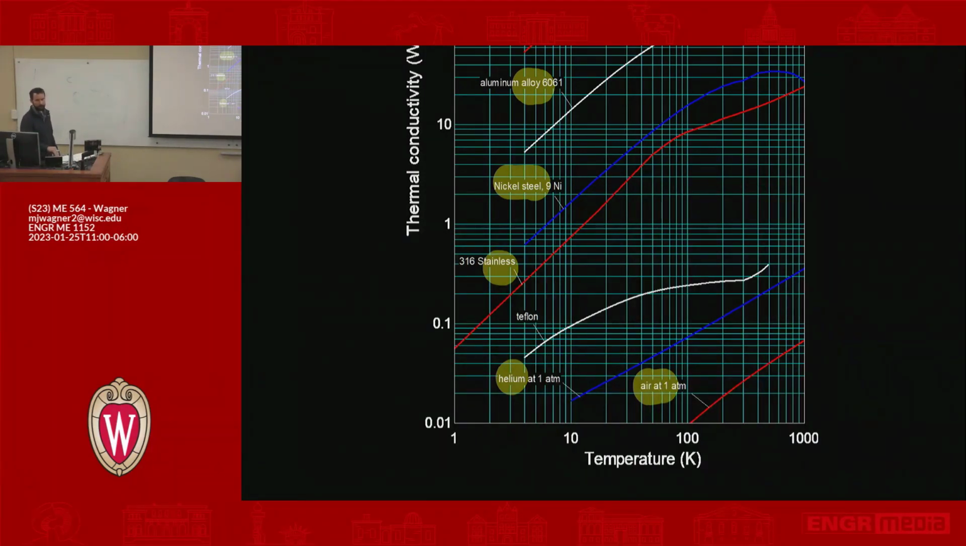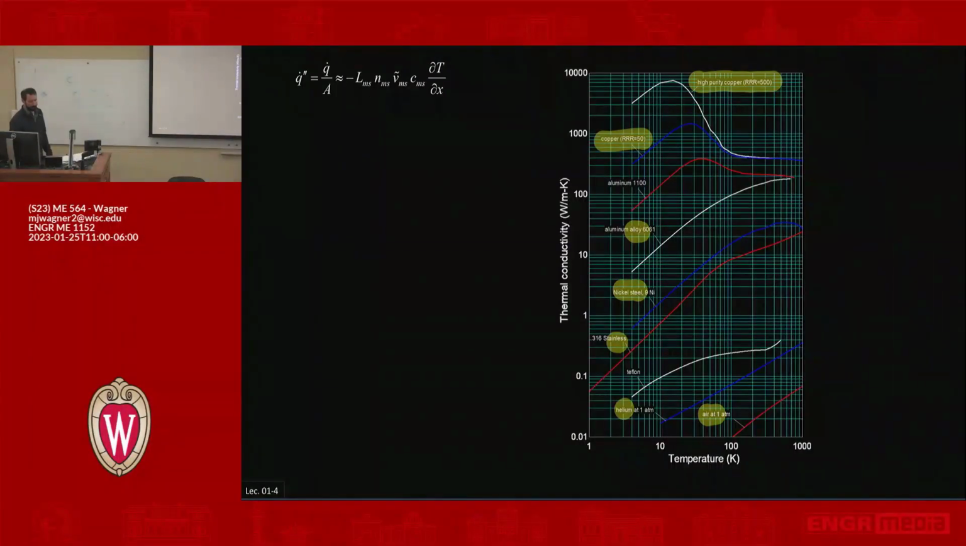So now we should have an understanding of where Fourier's law comes from, what conductivity is, and how you might anticipate that based on the properties of the material. All right, so let's stop. Any questions? I think 10 more minutes.